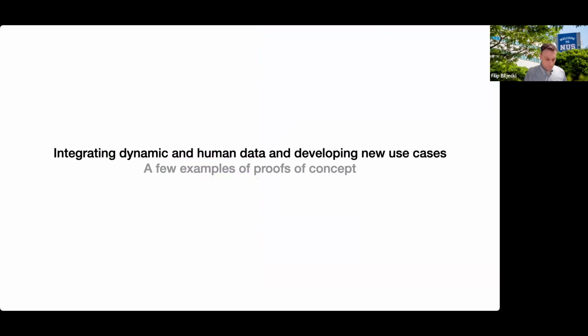The third research direction under our umbrella of urban digital twins is looking into developing new use cases and integrating new kinds of data that have never been integrated before in a digital twin, to try to unlock new value and new use cases. I'd like to show you a few examples of proofs of concept that we have developed in the last few years. These are not at the practical or commercial stage. These are still at the proof of concept stage, but of course we are always open to have this implemented in practice.